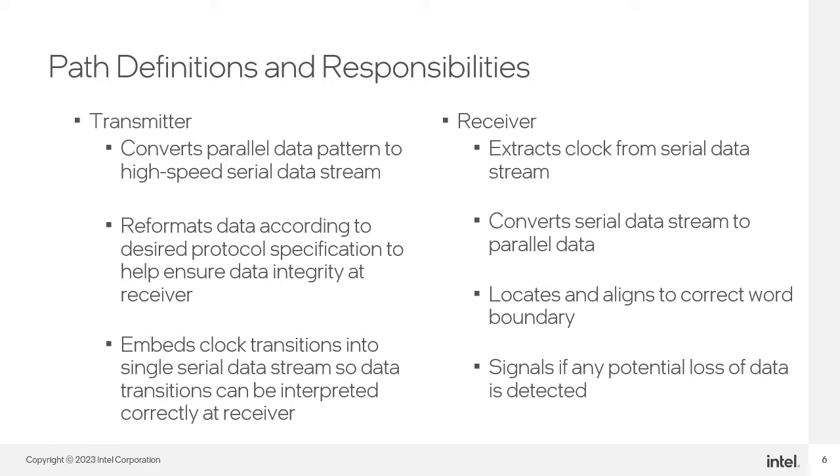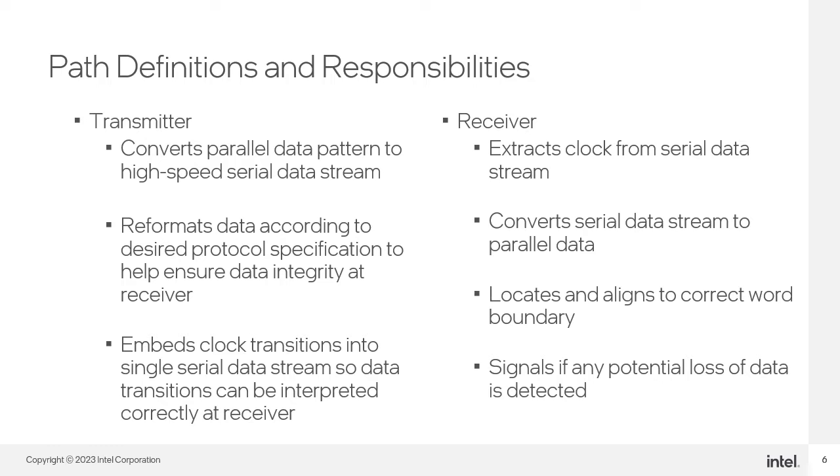To embed the clock, the transmitter needs to ensure that there is an adequate number of transitions in the serial data string for a receiver phase lock loop to be able to detect the appropriate clock rate and lock onto it. The transmitter may also reformat the data to correct for potential errors that may arise due to signal attenuation and data corruption from the transmission medium.